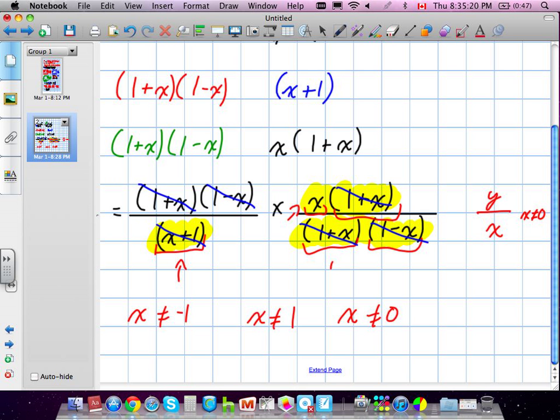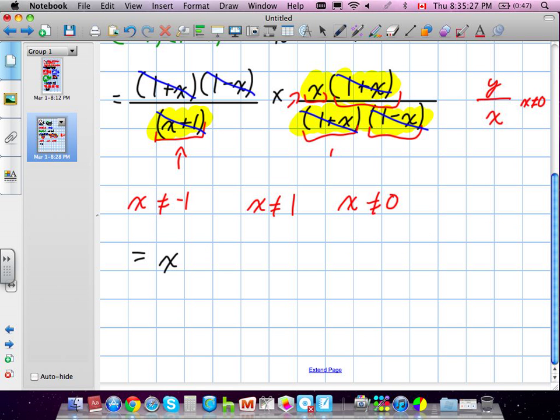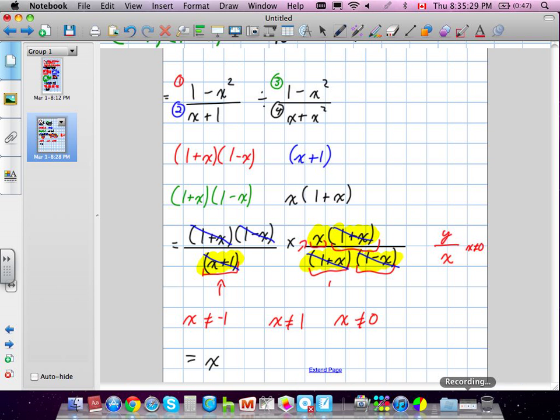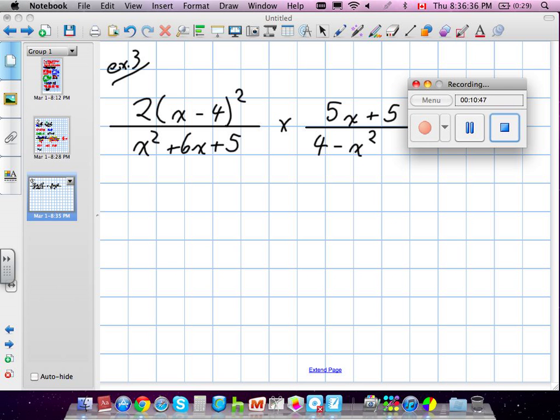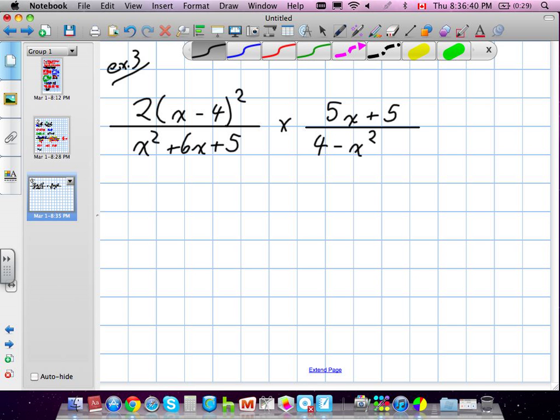Okay. Same type of question? Talk to me about what we got to do first. Yes. Factor. Okay, so let's work with the first guy. So that's not factored yet, is it? Do you have to go x minus 4, and then expand? Would that be factoring then? No. That'd be called what? Expanding.